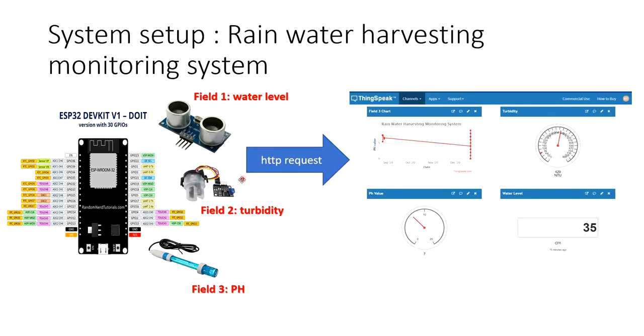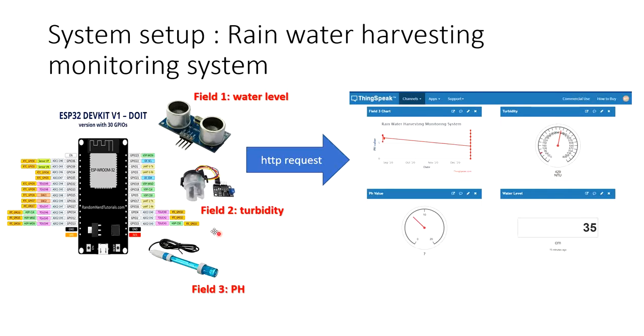And then second, we have the turbidity sensor. As the name suggests, it is responsible for measuring the water quality. If the turbidity value is low, it means the water is clear. If high, it means there are a lot of other particles inside of the water. We assign that as field 2, and then the last sensor is the pH sensor.